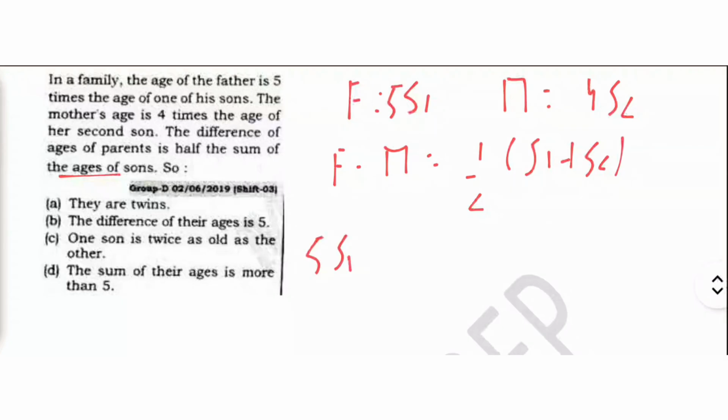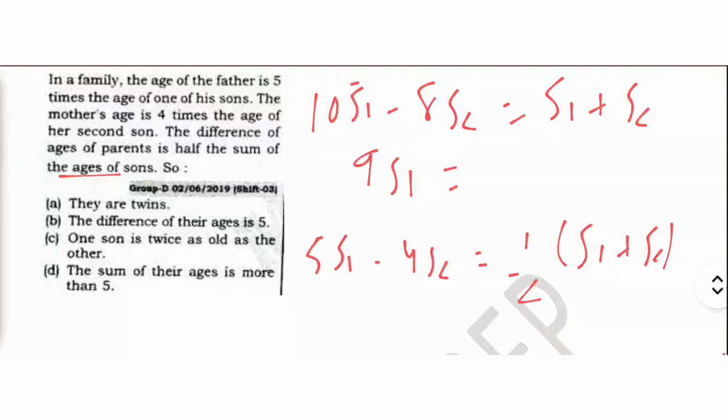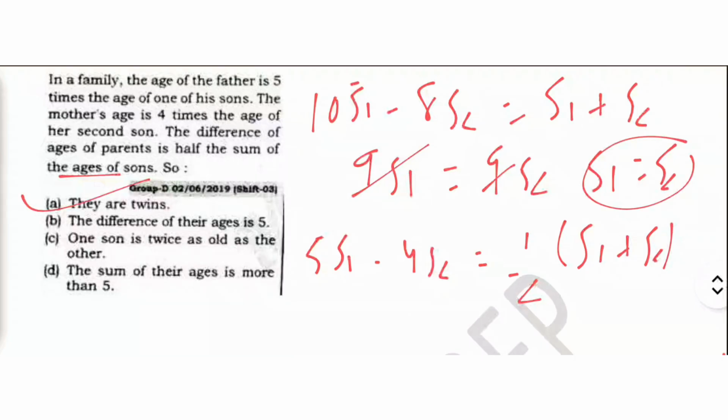This is nothing but 5 times S1 minus 4 times S2, which is nothing but half of S1 plus S2. So 2 5s are 10 S1 minus 8 S2 equals S1 plus S2. So 10 S1 minus S1 is nothing but 9 S1 equals 9 S2. So that means both of the ages are the same, that means they are twins.